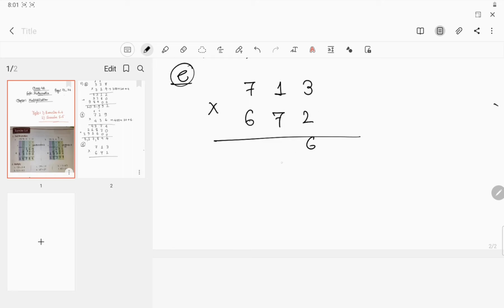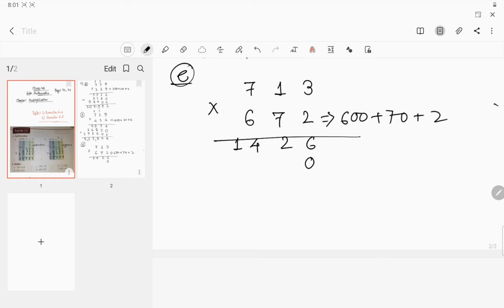2 3's are 6. 2 1's are 2. 2 7's are 14. That means 1400. So this number 672 will be treated as 600 plus 70 plus 2. Now this 713 is multiplied by 70. That means in this 1's place it will be 0.